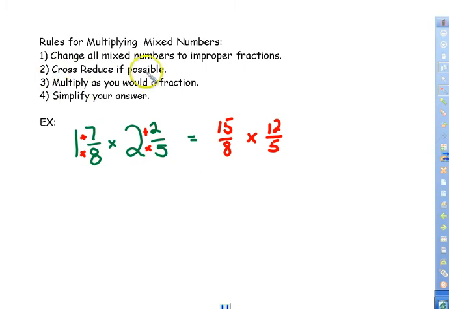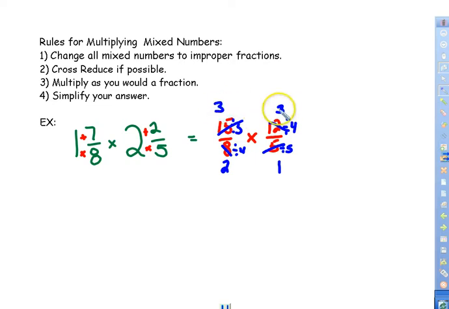Then it says cross-reduce if possible. So if it's possible, let's divide diagonally and reduce those by their common factor. Actually, the greatest common factor is best. If we look at 8 and 12, we can divide both of those by 4. So divide 8 by 4 and you get 2. And then 12 divided by 4, you get 3. 5 and 15, you can see that 5 is the greatest common factor, so we're going to divide it by 5, cross it out, and put a 1. Divide 15 by 5, cross it out, and get a 3.